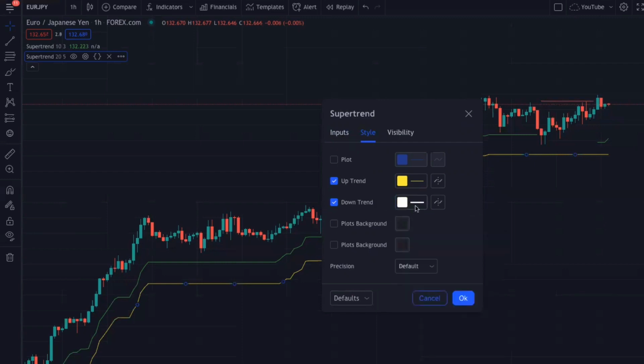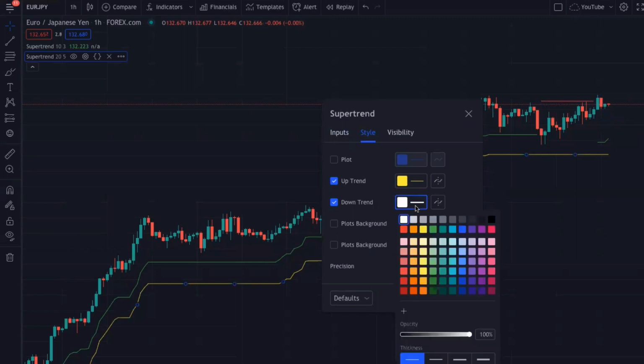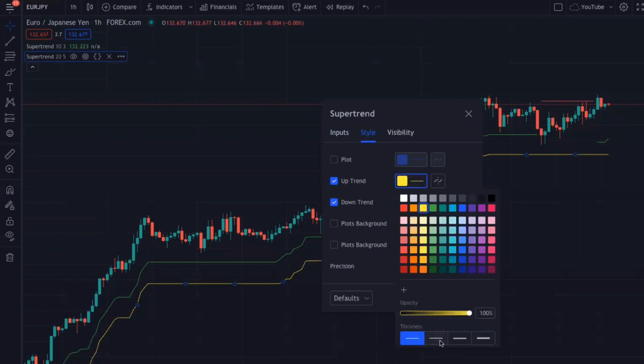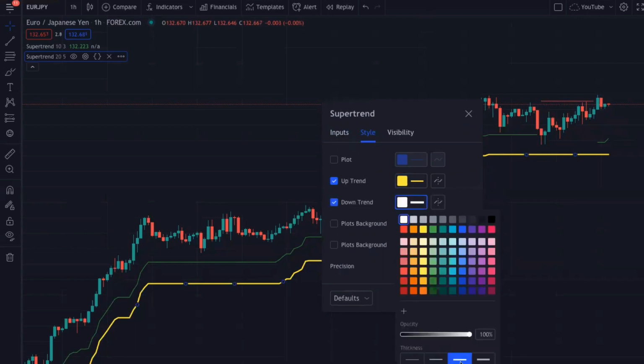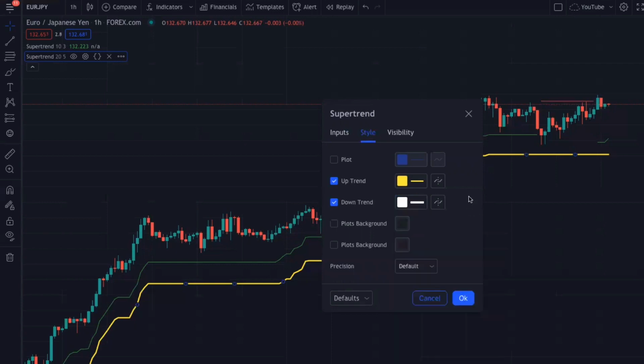Now, you're probably wondering what's going on with this, right? And you know what? I'm going to go ahead and make this one a little bit thicker, because this is a longer time frame, so it's a little bit easier to read if it's thicker.